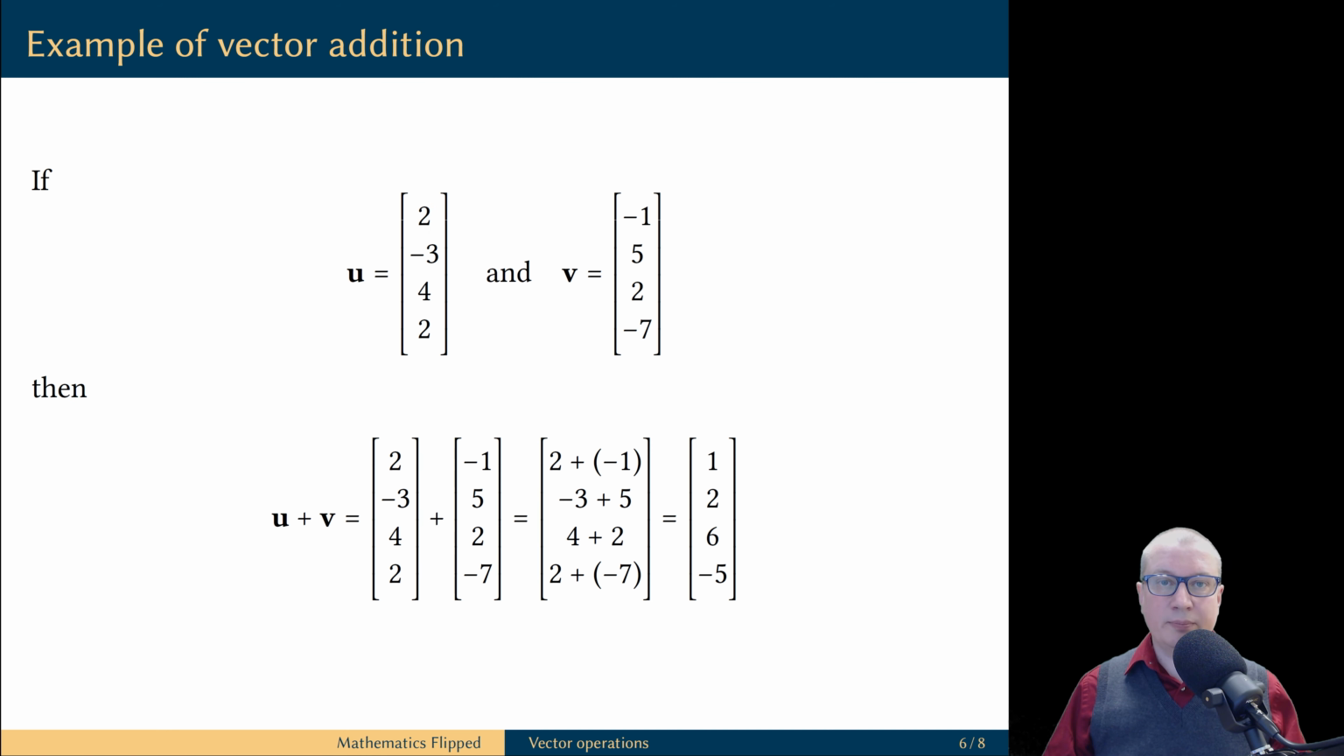Let's look at an example of how to add column vectors. We have two vectors u and v of size 5, and to add them up, we simply add the corresponding components of the two vectors. As you see, this is a fairly straightforward and simple operation to perform.